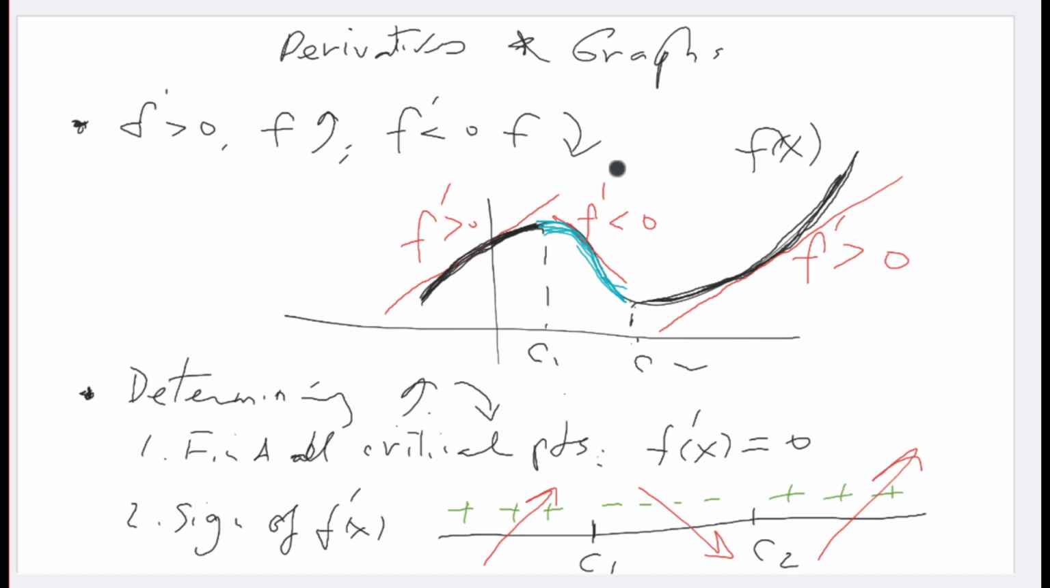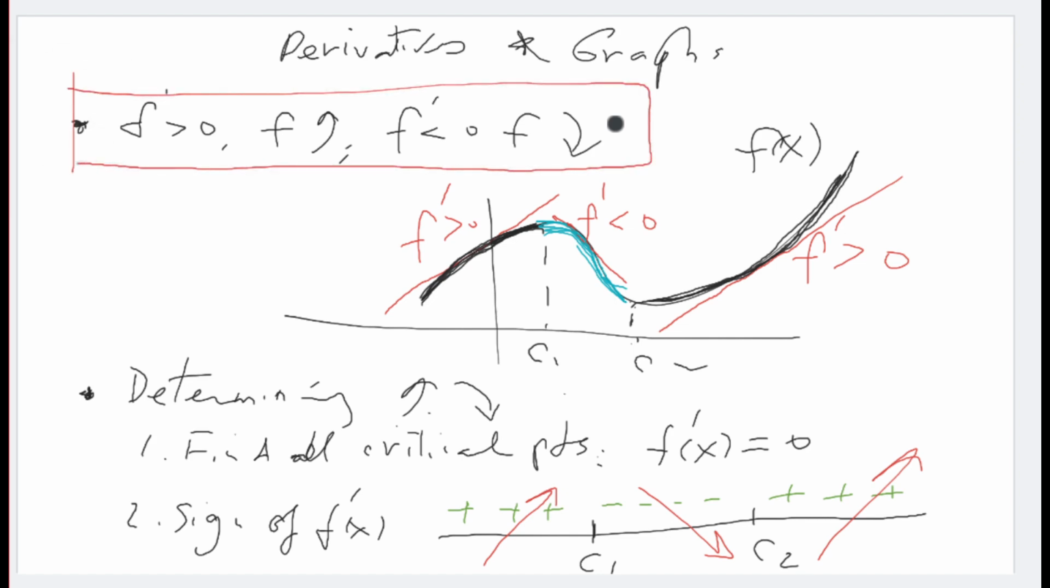So this is what we are going to rely on to determine increasing, decreasing of a function. So how do we exactly do it? Given a function, how do we actually do it? Well, first of all, we're going to find all critical points by solving f prime equal to 0.